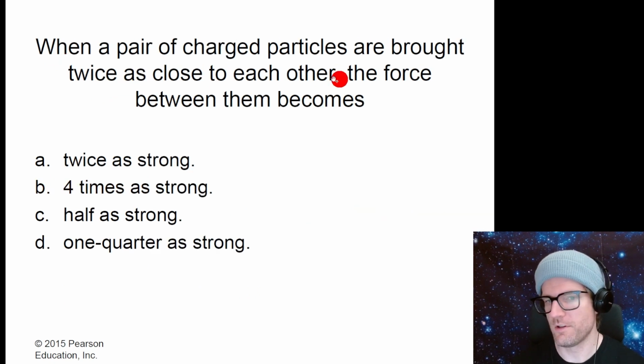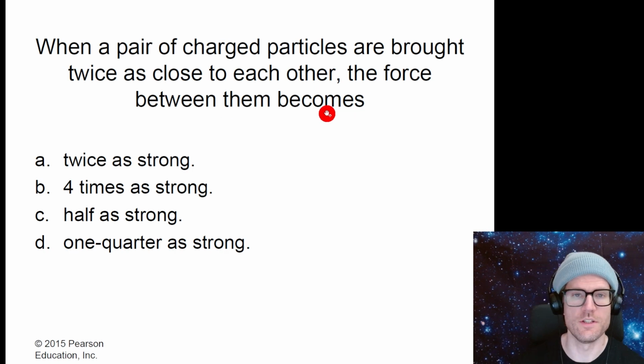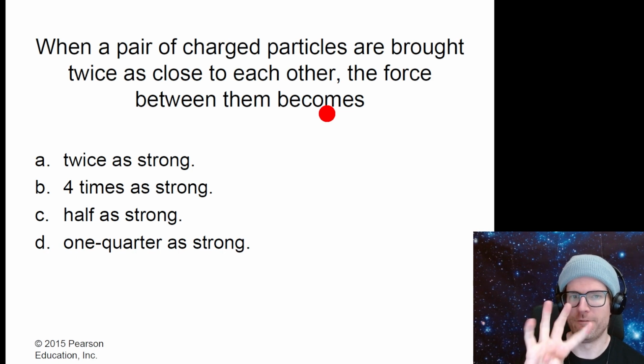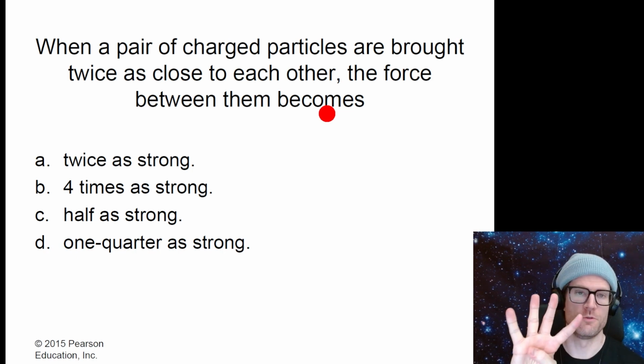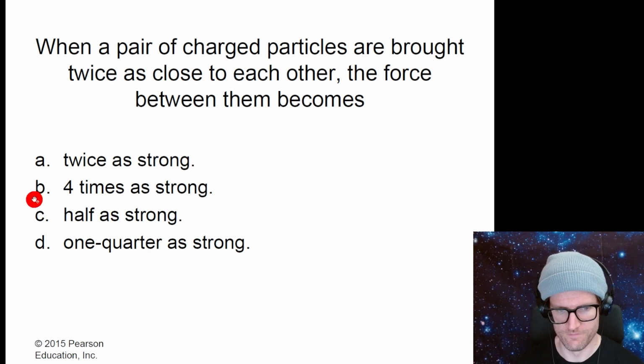When a pair of charged particles are brought twice as close to each other, the force between them becomes, well, we know this is an inverse square law. So that means if they become twice as close to each other, then the force will be 4 times as strong.